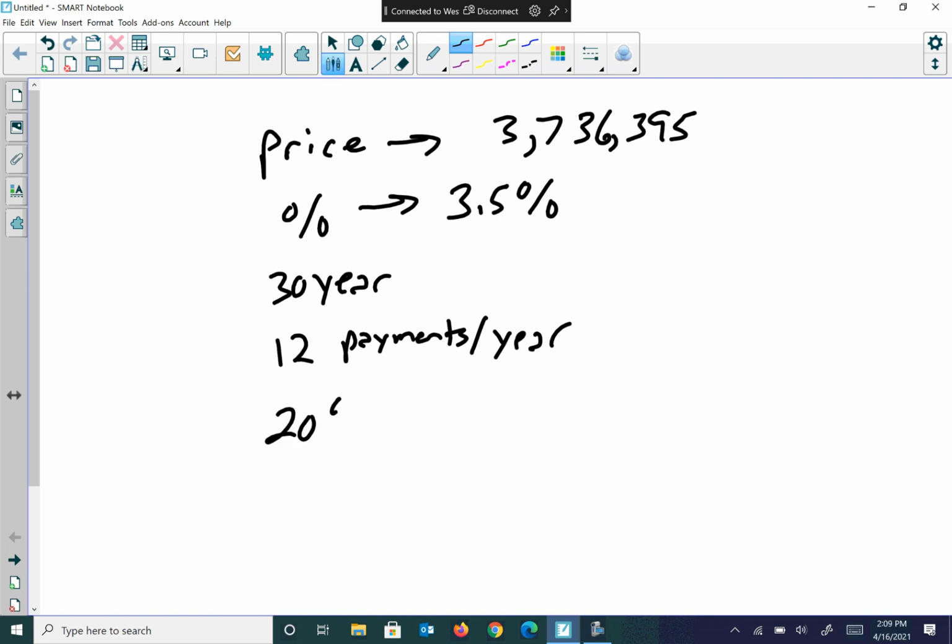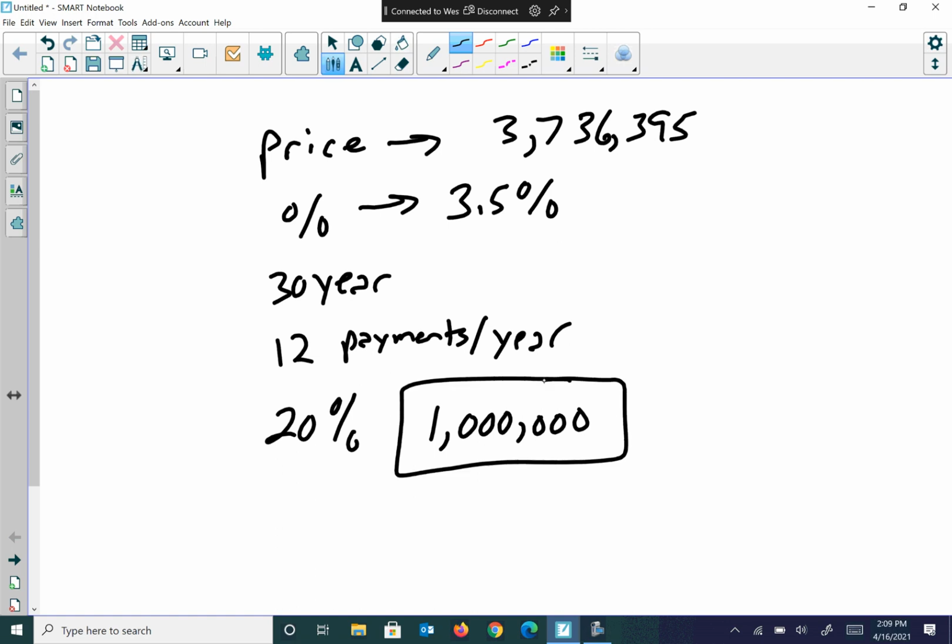So, when you buy a house, you want to put 20% down on the house. So let's just make it easy. We'll say that in order to buy this house that Jacob wants to buy, you've got to put down a cool $1 million. You still with me on this?